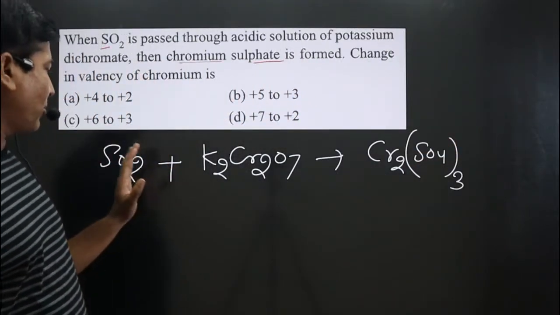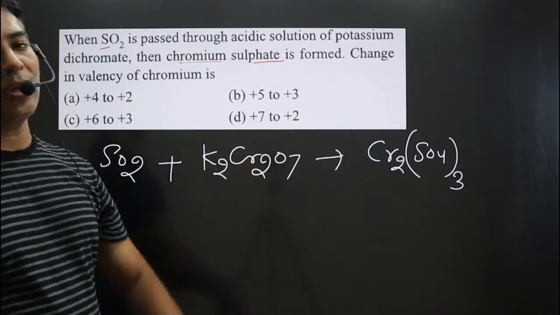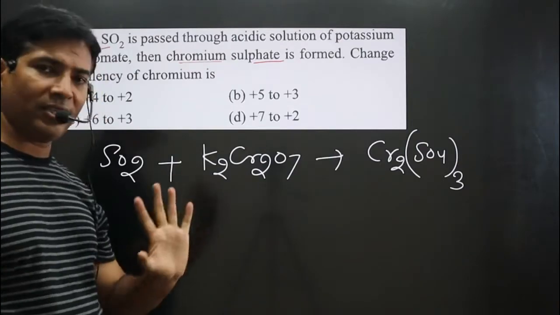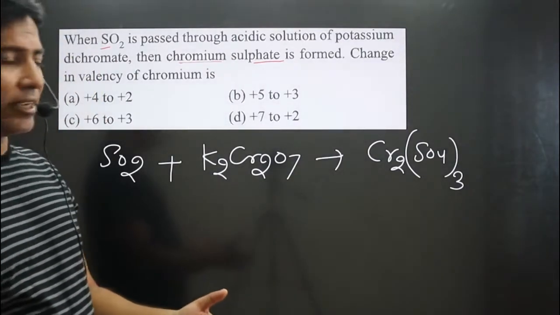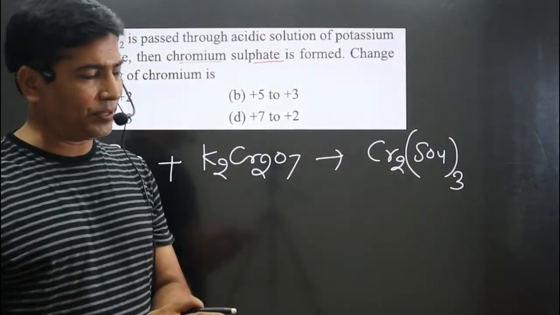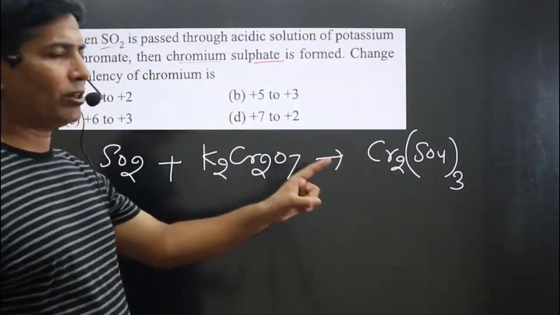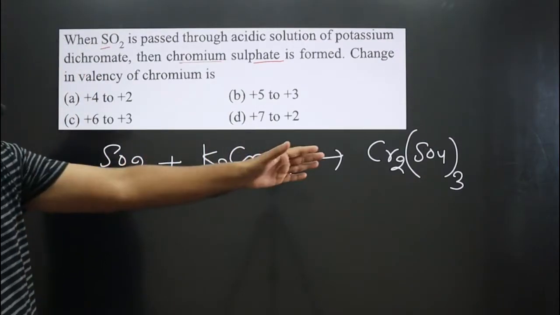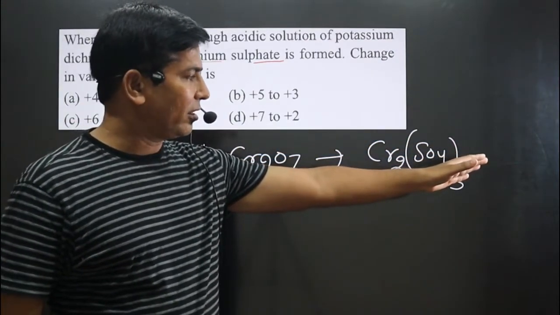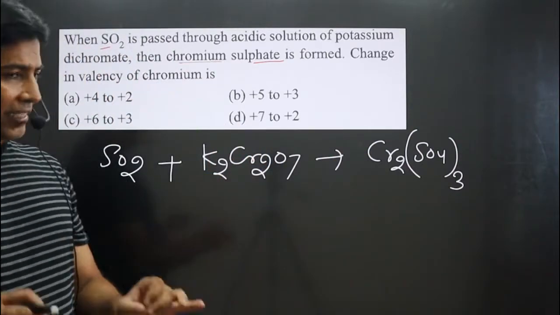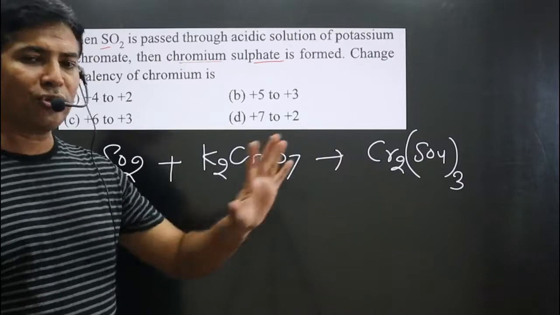The question does not say what sulfur dioxide is converting into. Anyway, it is supposed to convert into SO3, because dichromate is a strong oxidizing agent. Why? Because chromium is present in its highest oxidation number, so sulfur dioxide is supposed to undergo an oxidation reaction. But there is no question related to the product formed by sulfur dioxide. We are talking only about the change in valency of chromium on both sides of the equation.